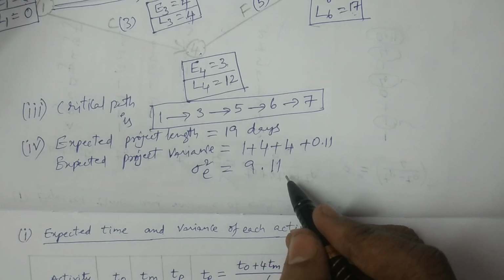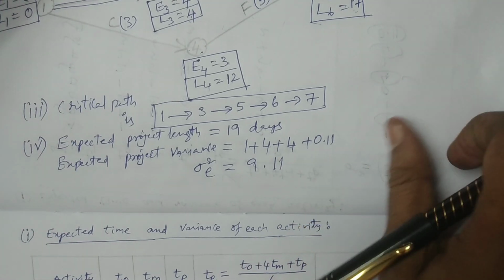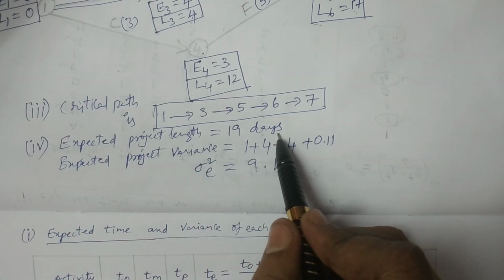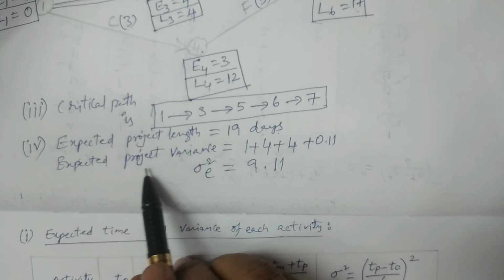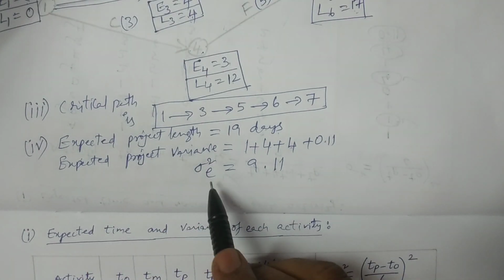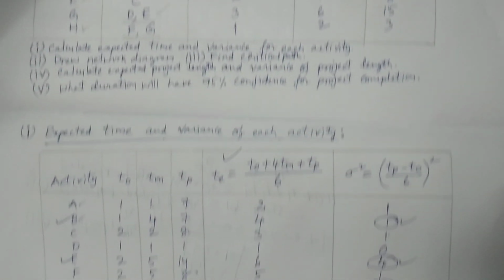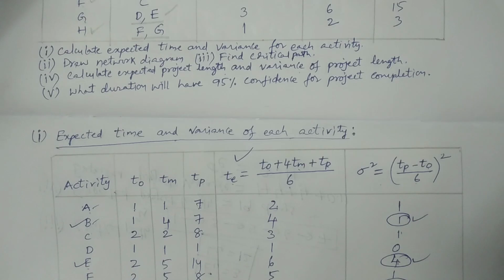So this is sigma square E, right? These are the values in the fourth question. Expected project length is 19 days, and the expected variance of the project length, sigma square E, is equal to 9.11. These are the answers.